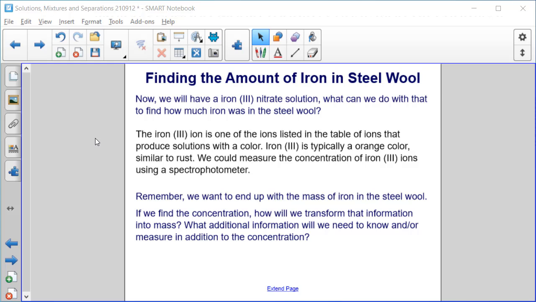Remember, we want to end up with the mass of iron in the steel wool. If we find the concentration, how will we transform that concentration information into mass? What additional information will we need to know and or measure in addition to the concentration? Think about it, discuss it with your group if you have one, and then we'll go over it on the next slide.